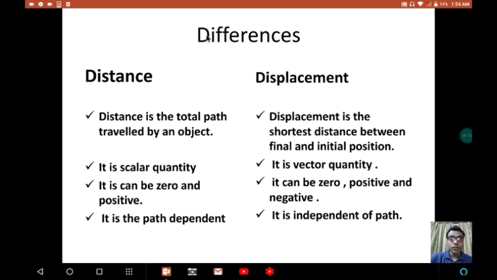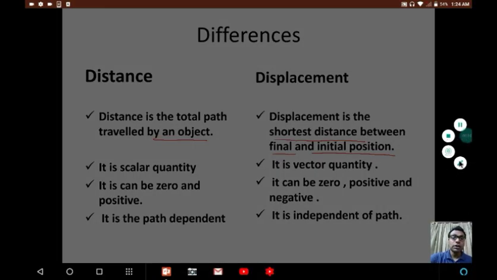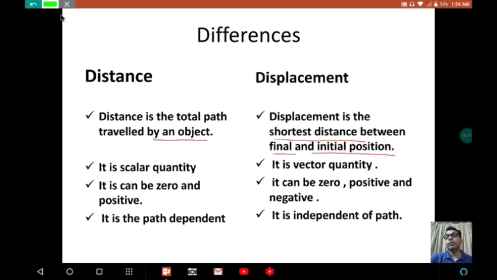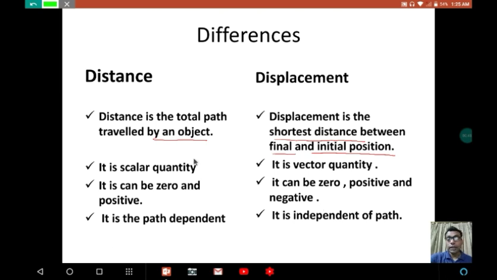final positions. So it is very much clear from the definitions that the distance is the total path traveled by an object and the displacement is the shortest distance between the final and the initial position. So this is the difference which we see from the definition. Now again, the distance is the scalar quantity and the displacement is the vector quantity.